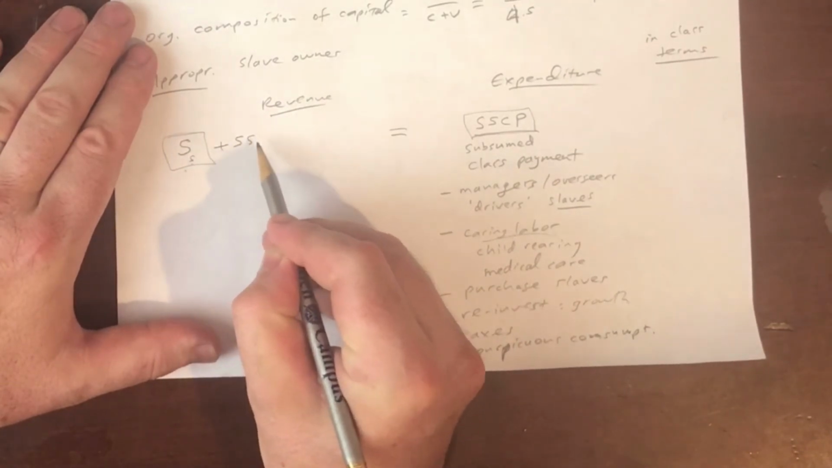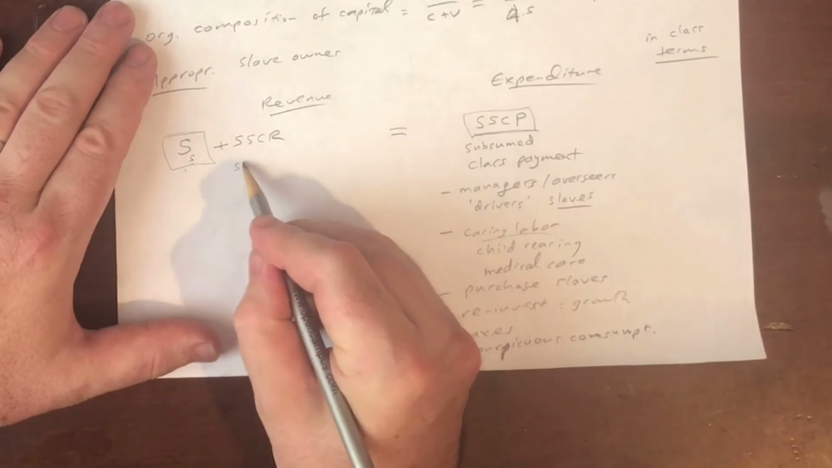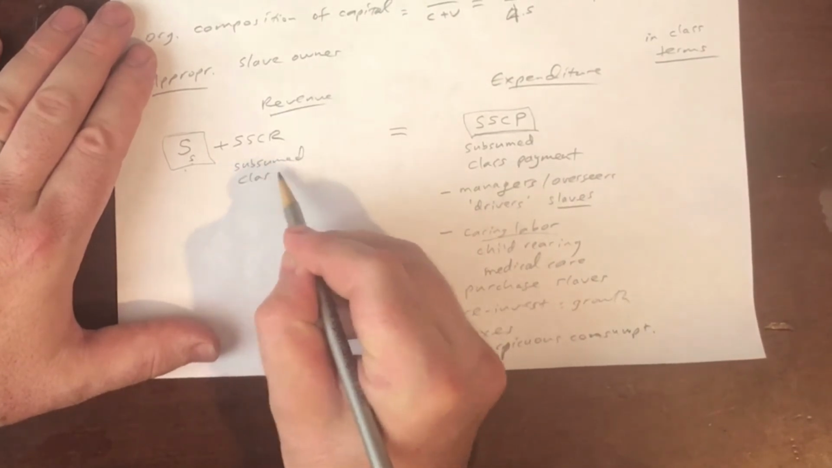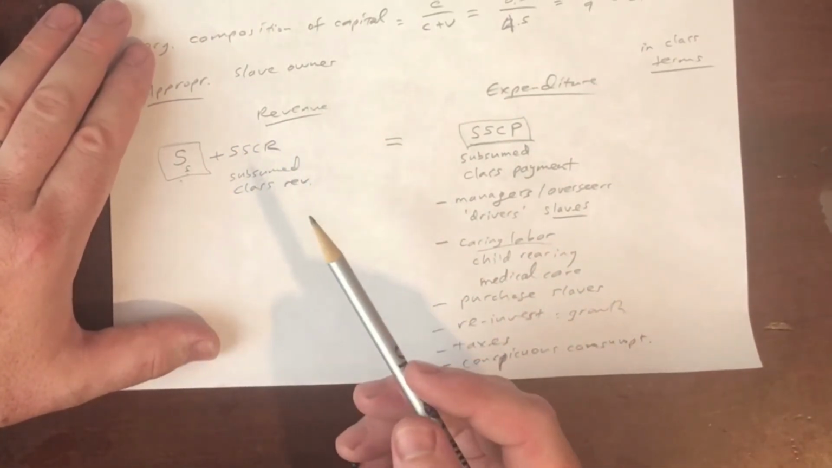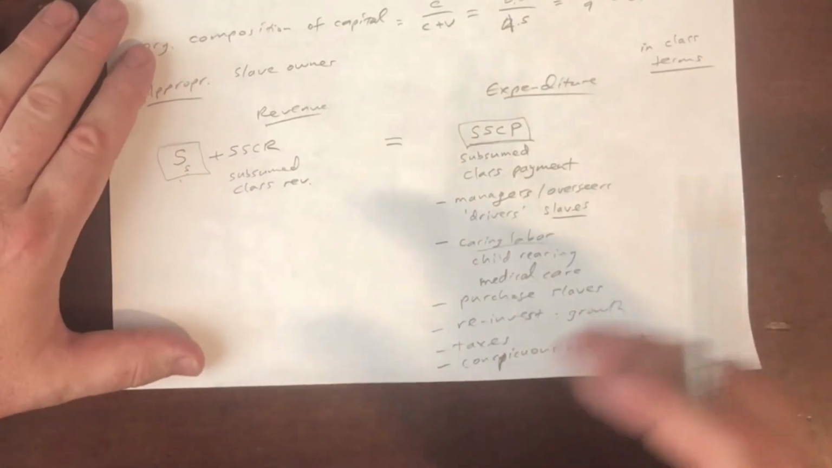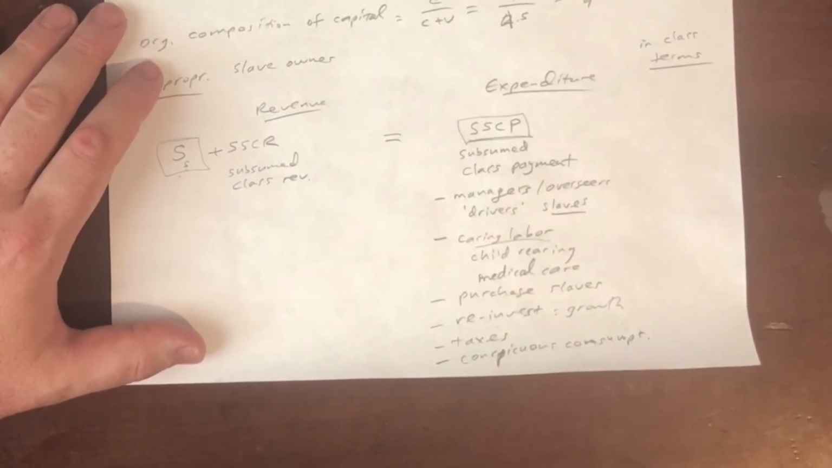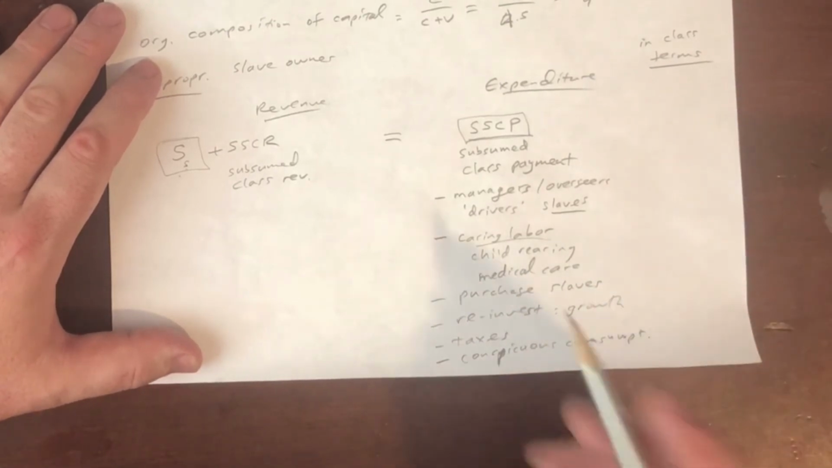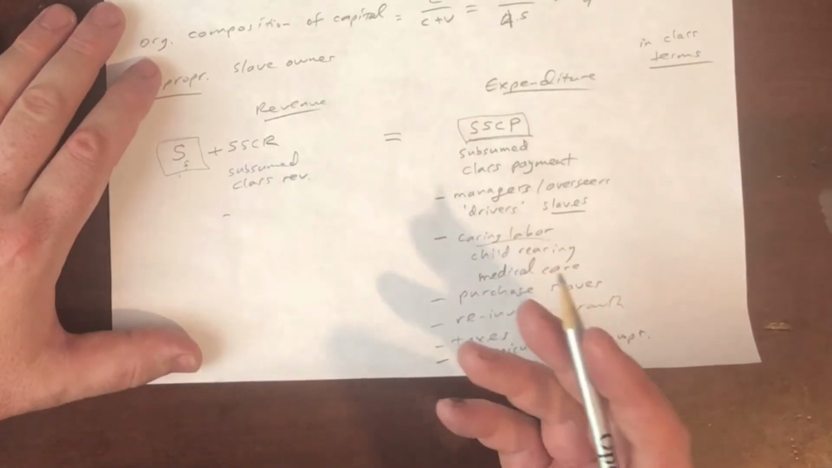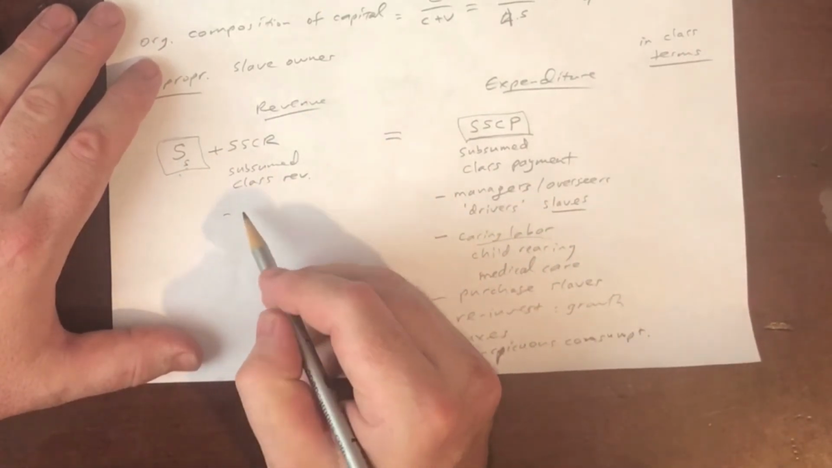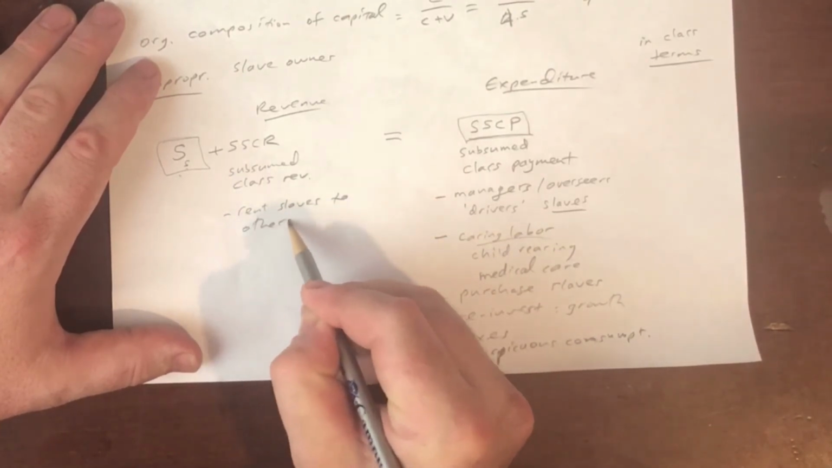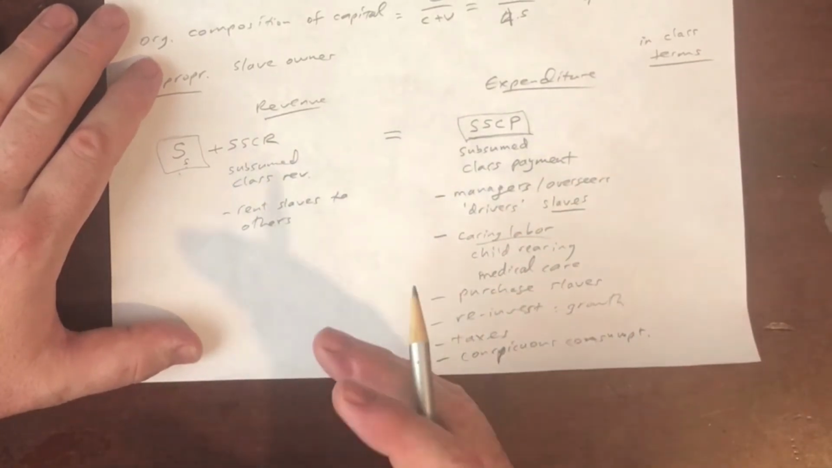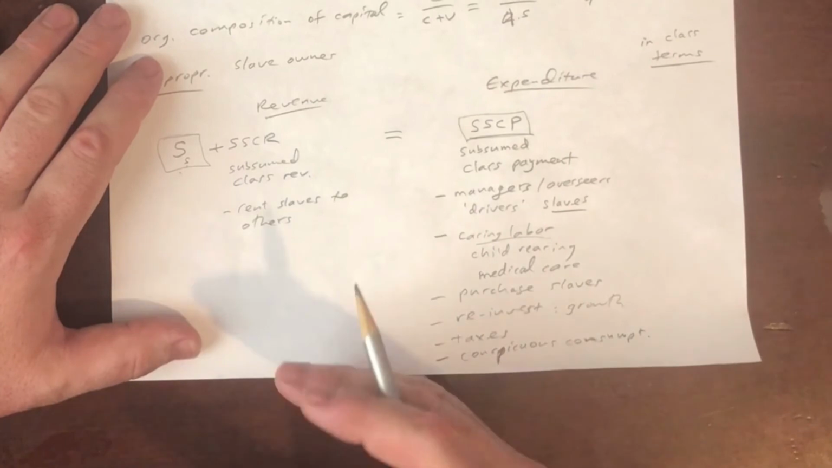Now, there may also be subsumed class revenue. That is, there may be revenues which the plantation gets due to their position supplying the conditions of existence for the slave fundamental class process. For example, some plantations would rent their slaves to others. There's actually a significant market for slaves, not to buy, but to rent.